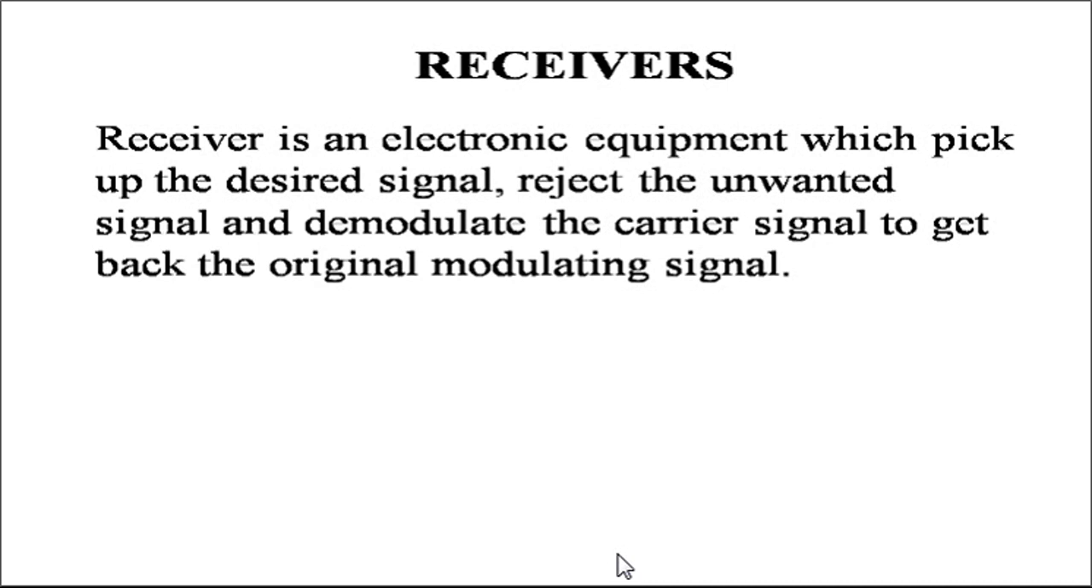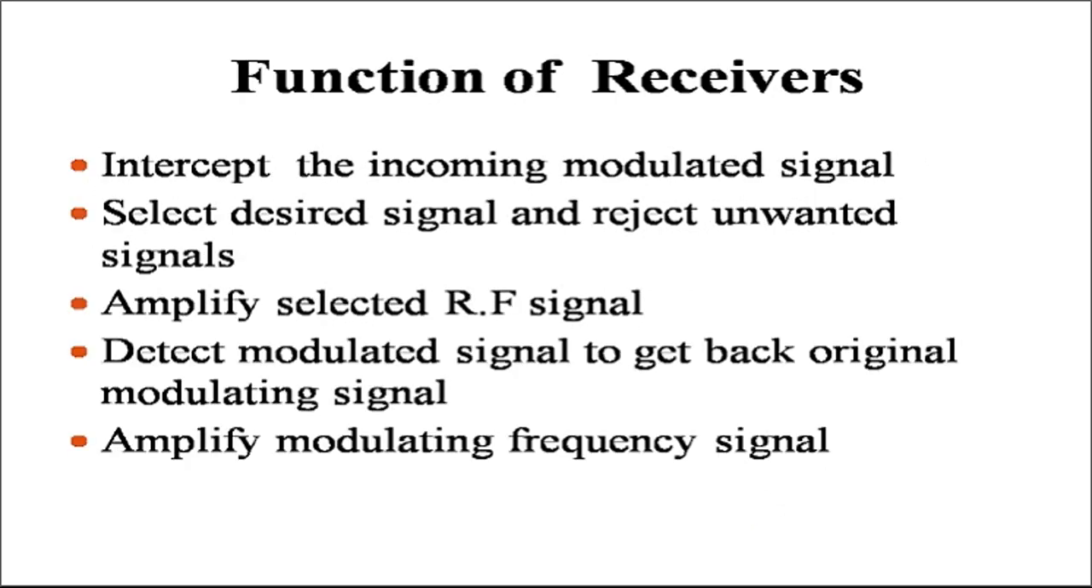Basically it can demodulate the carrier signal to get back the original modulating signal. As a part of the receiver, it is going to demodulate, or reconstruct, the signal into its original form. So this is the definition of a receiver.